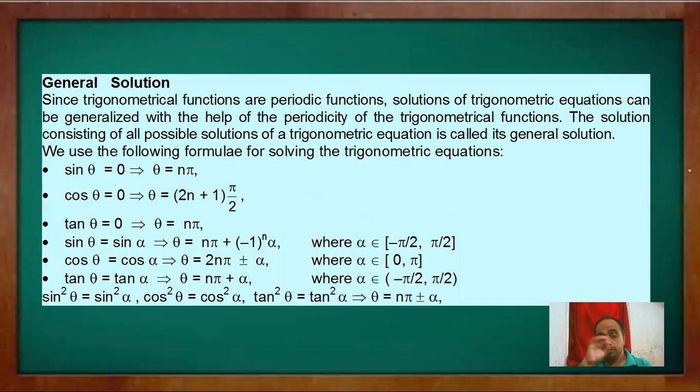Then I have general solution. I explained this. A trigonometric equation has either no solution, or if it has a solution, it cannot have a single solution or two solutions like algebraic equations. They will have an infinite number of solutions. The totality, the combination of all these solutions, is called the general solution.